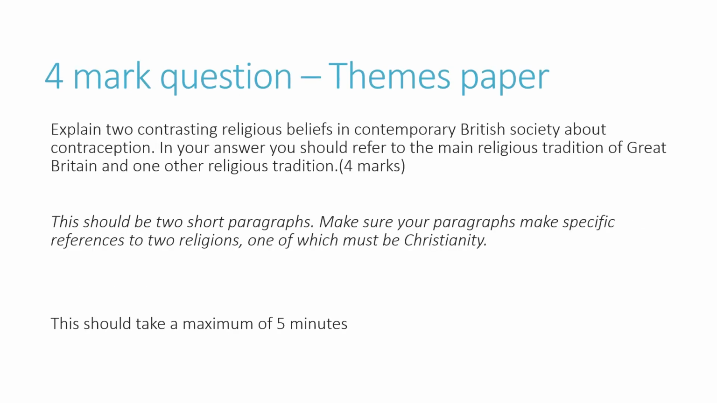Okay, still on the 4-mark question, I want to talk about this because this can come up in the themes paper. Sometimes people get thrown by the wording of these questions. So in the themes paper, you can quite often get something like this. So this example is from theme A. Explain 2 contrasting religious beliefs in contemporary British society about contraception. In your answer, you should refer to the main religious tradition of Great Britain and 1 other religious tradition.